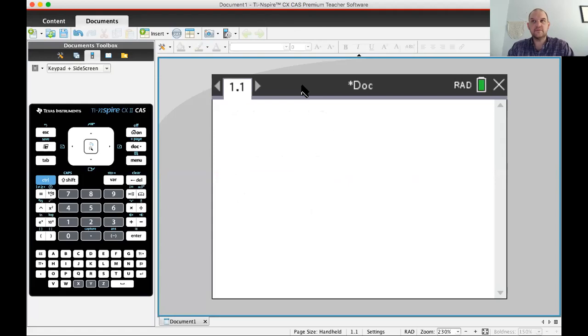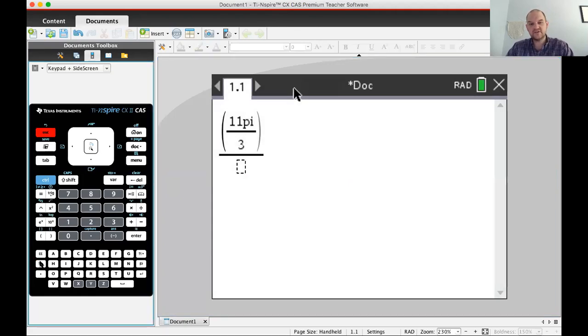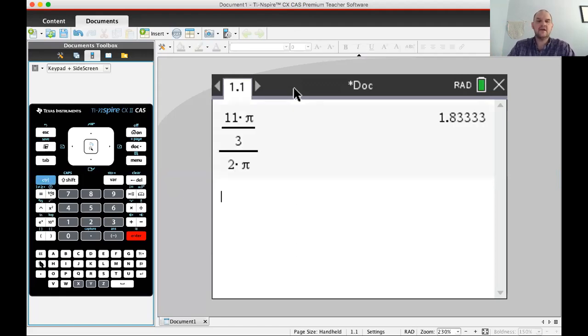All right, so I want to do the 11 pi over 3. So I'm going to put it in parentheses. It doesn't need to be, but it should be a fraction. 11 pi over 3. Remember, you have a pi key down here. You should use it. Faster for me to type it. And then I want to divide this by 2 pi. Anytime you use a fraction on the Inspire, use the fraction template. Don't risk it. Let me show you what happens. So, and then I'm going to do Control Enter. Otherwise, it gives me the exact.